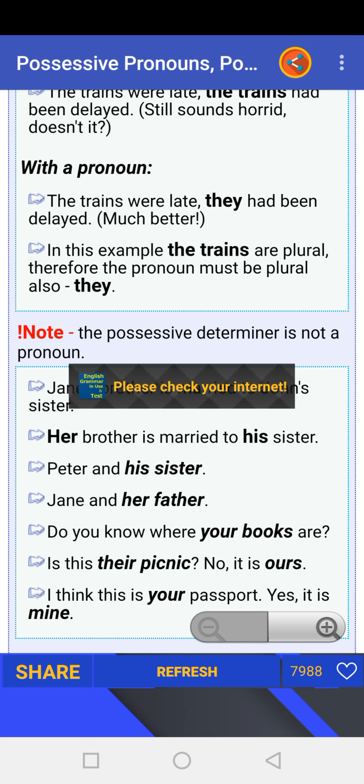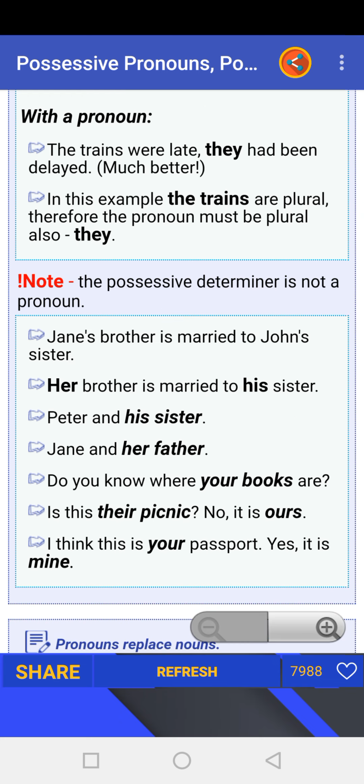So now let's use a pronoun. The trains were late. They had been delayed. Much better. So here it's much better to use they because we have replaced the noun the trains. In this example, the trains are plural. Therefore, the pronoun must be plural also. So we use they.